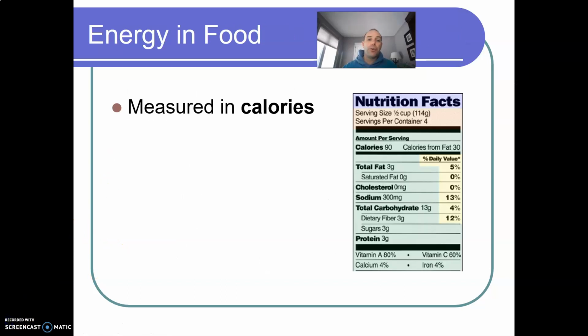All right, energy in our food. Energy is measured in calories. The prefix calor means heat. So whenever we burn this off, we create energy. Remember, when bonds are broken, you get energy. So when these calories bonds are broken by our bodies, we get energy. So you can measure that output in calories. This food product has 90 calories per serving.